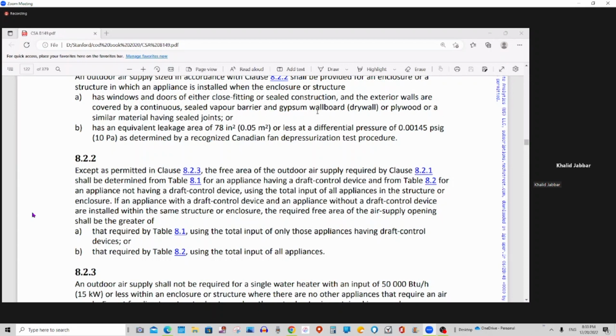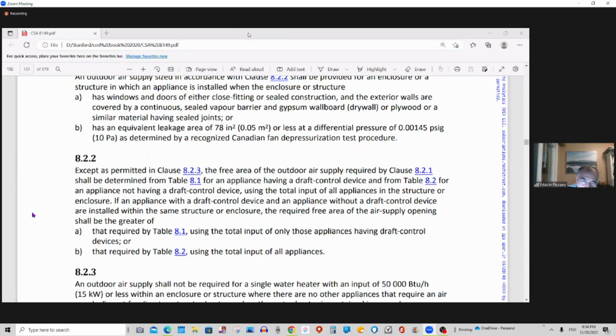If an appliance with a draft control device and an appliance without the draft control device are installed within the same structure or enclosure, the required free area of the air supply opening shall be the greater of A, that required by table 8.1, using the total input of only those appliances having a draft control device, or B, that required by table 8.2, using the total input of all appliances. So to understand this clause number, first we have to read table 8.1.